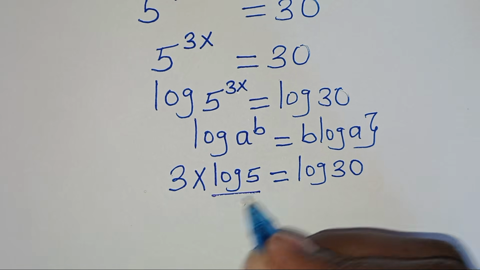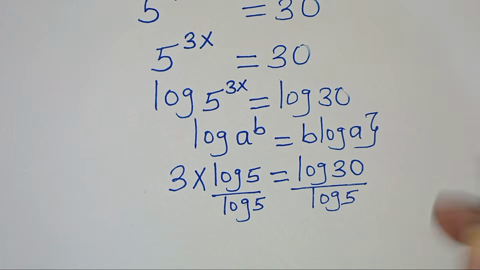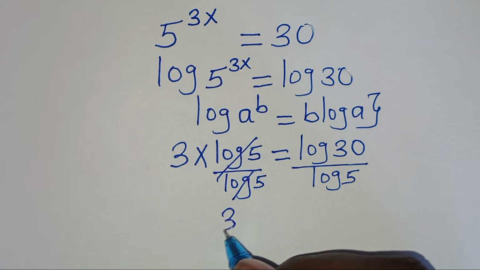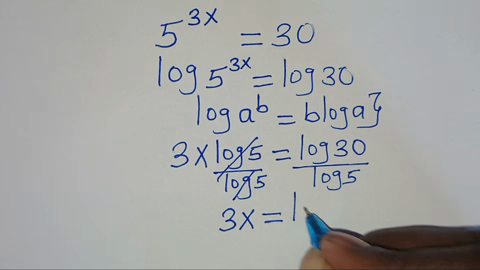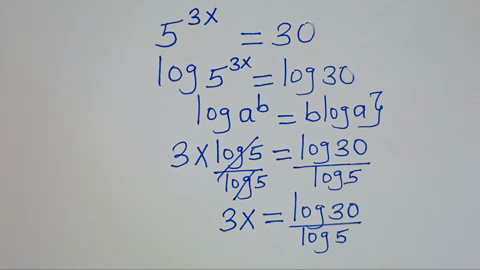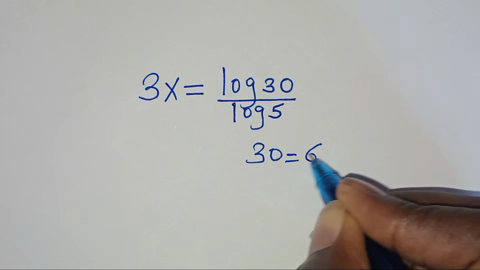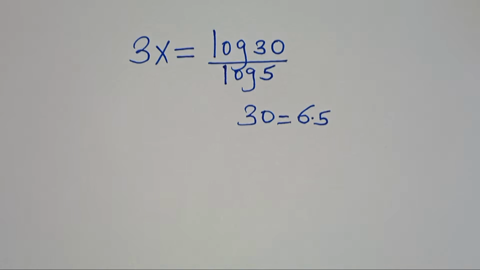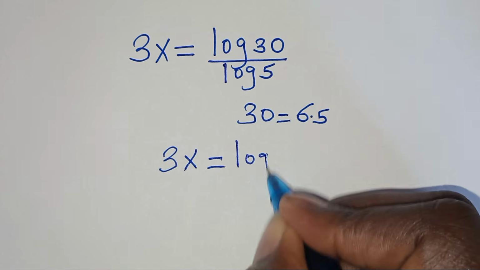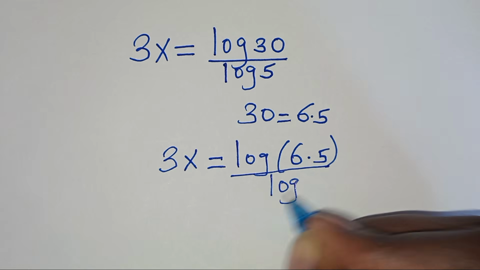Now let's divide on both sides by log 5. Now let's simplify log 5 and log 5 here, so that now 3x is equal to log 30 divided by log 5. So we can express 30 as the same thing as 6 multiplied by 5. And this implies that we have 3x equal to log of 6 multiplied by 5, then divided by log 5.